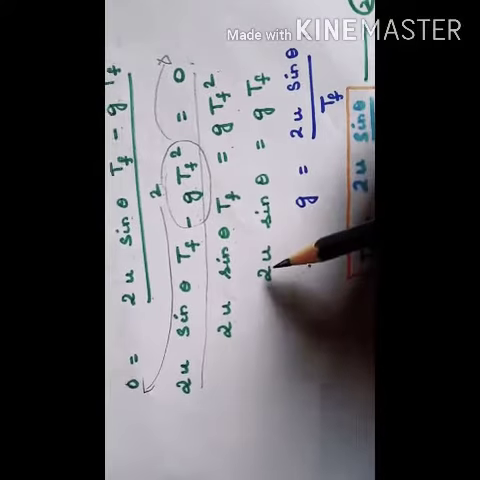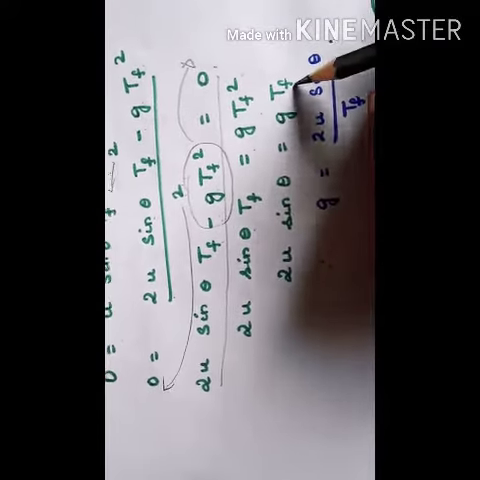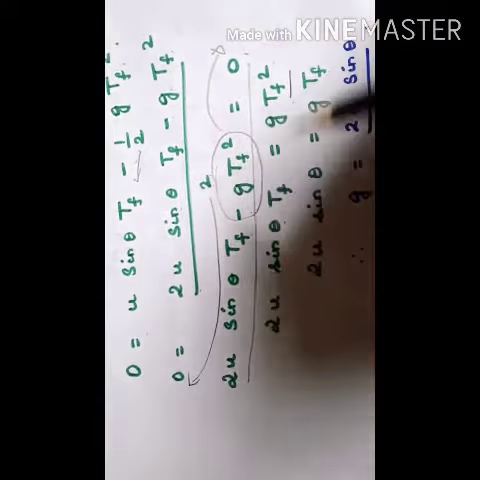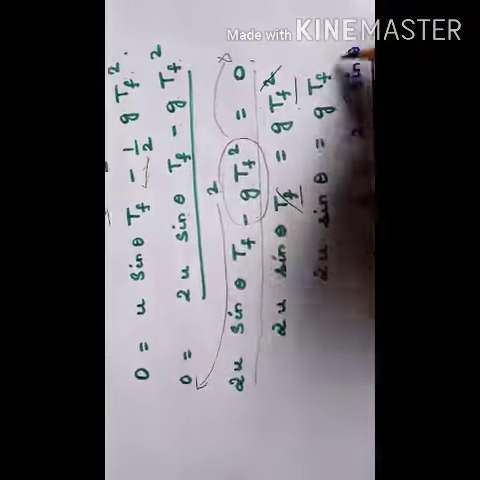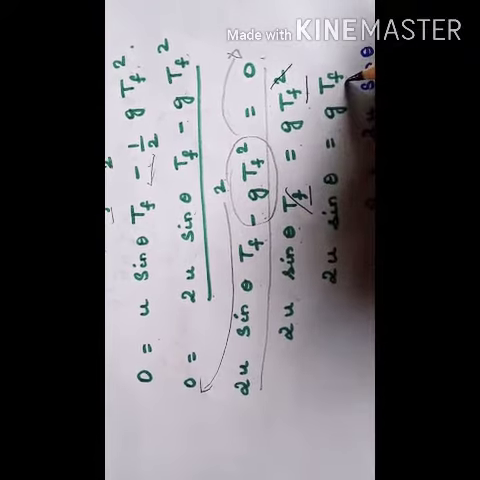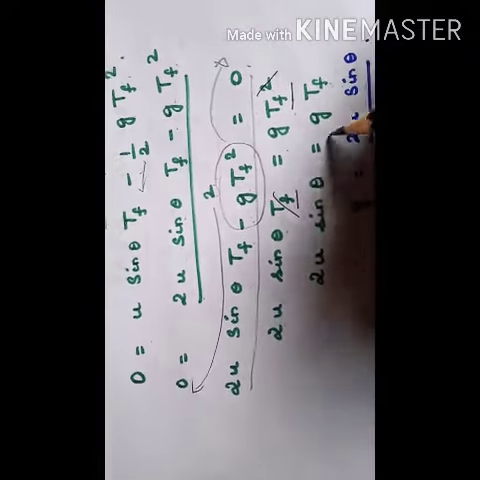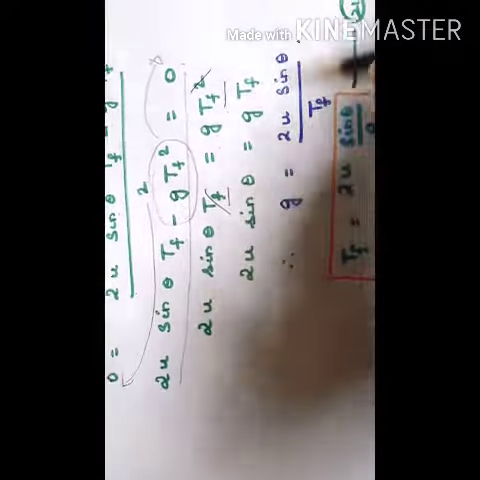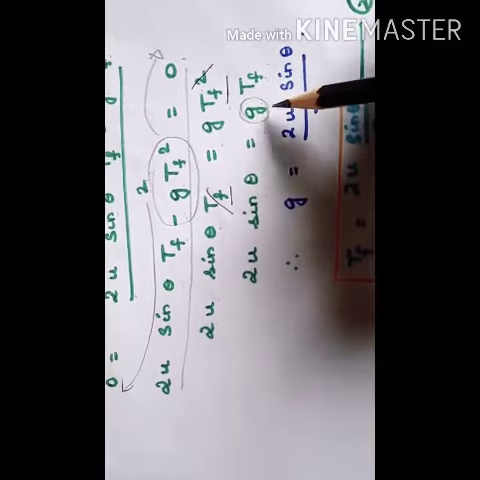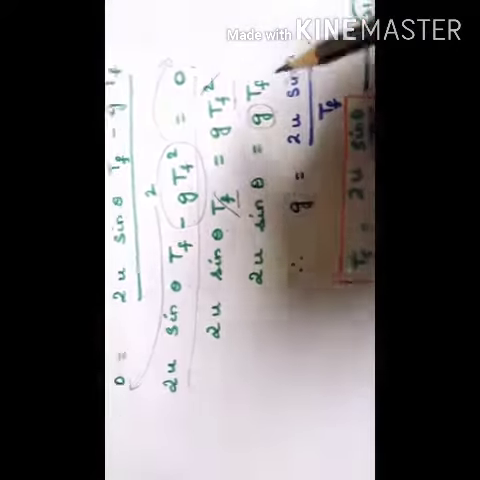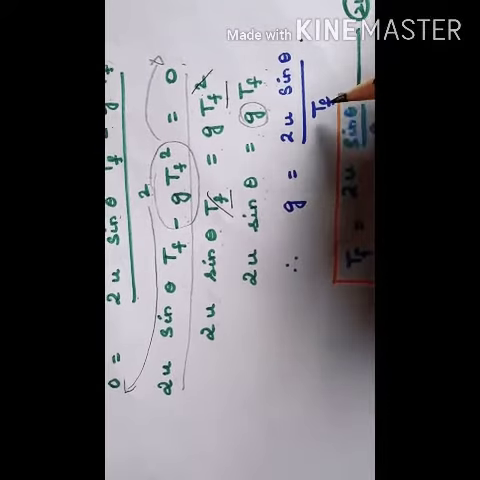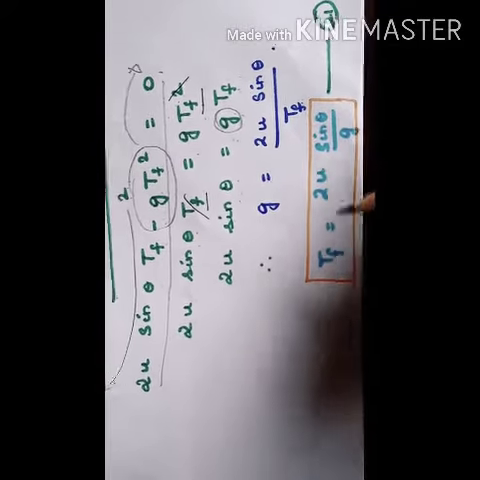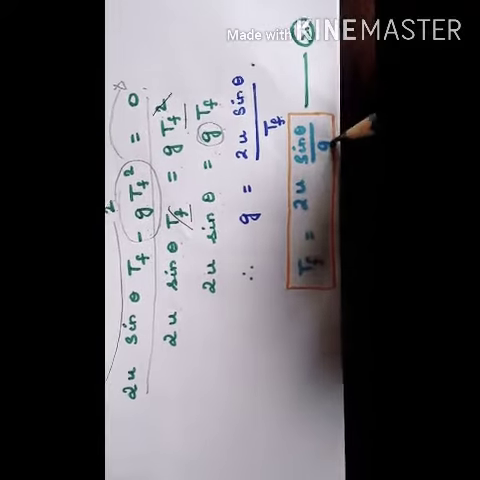Next 2u sin theta is equal to g tf. Because here tf square is there, and here tf is there, so it gets cancelled. Then only on the right hand side there will be one tf. So 2u sin theta is equal to g tf, and then from that what is the value of tf? tf is equal to 2u sin theta by g.